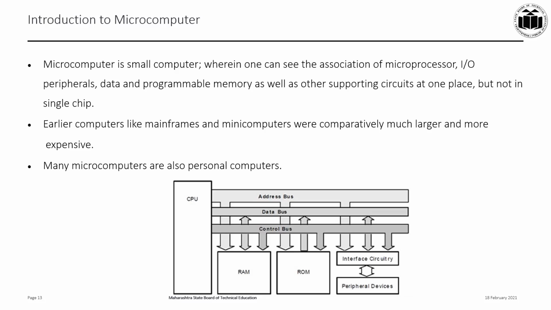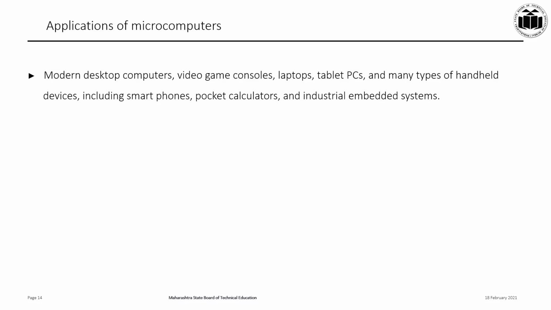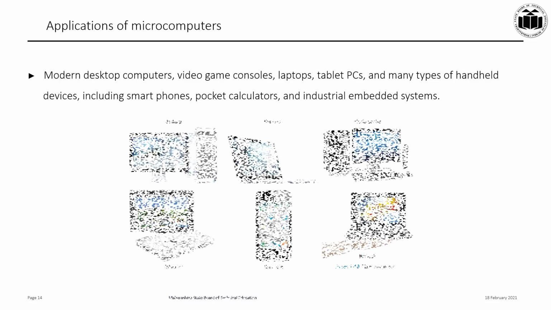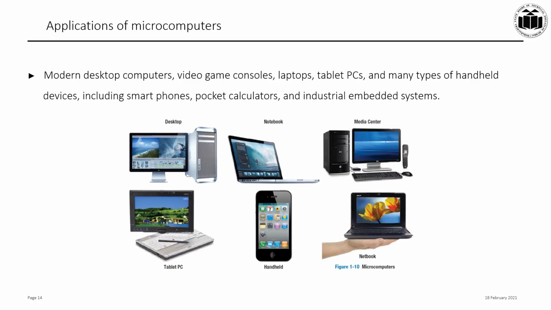You can see the block diagram of a microcomputer wherein the CPU, RAM, ROM, the different interfacing circuitries, the peripheral devices, all of these are on a single chip and they are connected to the CPU with the help of the address bus, the data bus and the control bus. The applications of the microcomputers, the main applications we can say are the modern desktop computers, the laptops, the tablet PCs and so on.